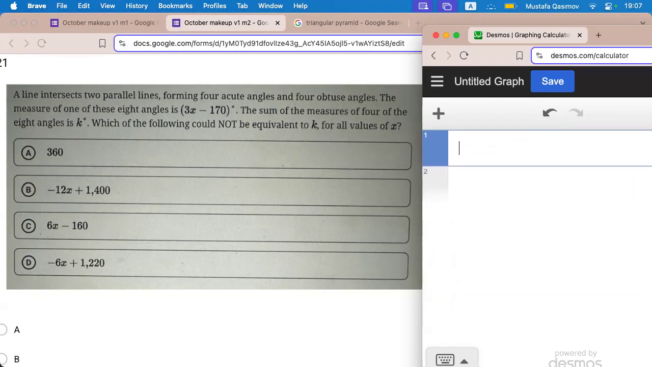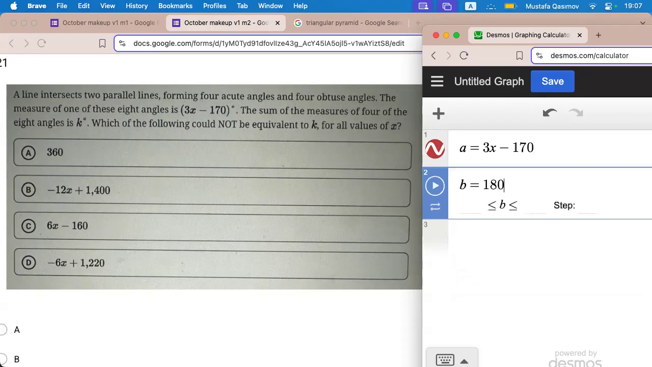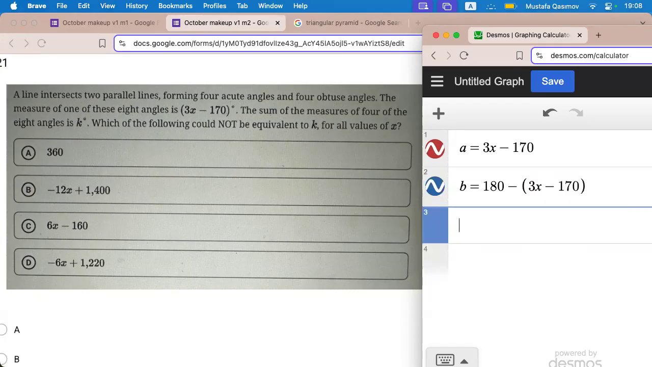Deyək ki, one acute angle A is equal to 3x minus 170. B is equal to 180 minus A, because the sum of one acute and one obtuse, bir iti ilə bir körün cəmi 180 olmalıdır. The sum of these two angles has to be 180. B is equal to 180 minus A, so it will be 180 minus (3x minus 170), and B is equal to 350 minus 3x.